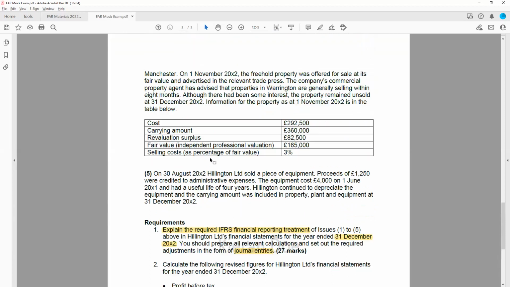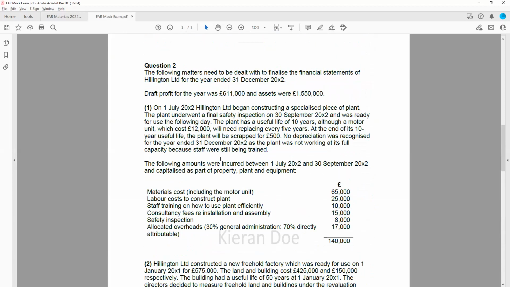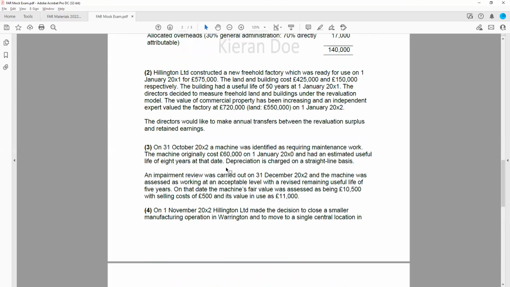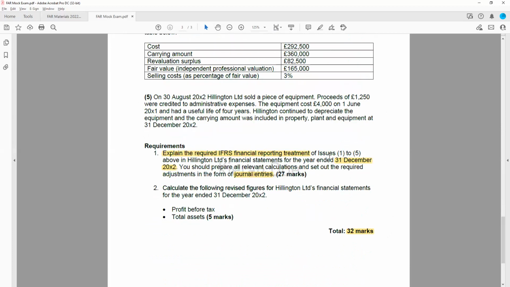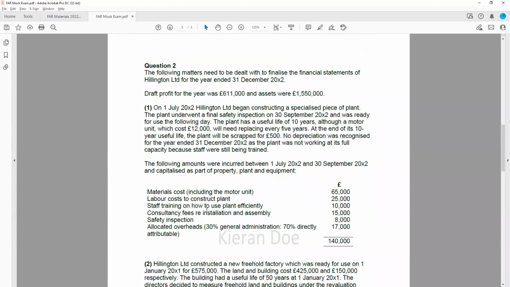Now you can see here that we've got a number of issues. The best way to approach these types of questions is to take one issue at a time and do everything you need to for that issue. Because if you look here, we need to explain the IFRS treatment for each issue, so issues 1, 2, 3, 4, and 5. But we can also see we need to redraft some figures from the financial statement, so profit before tax and total assets.